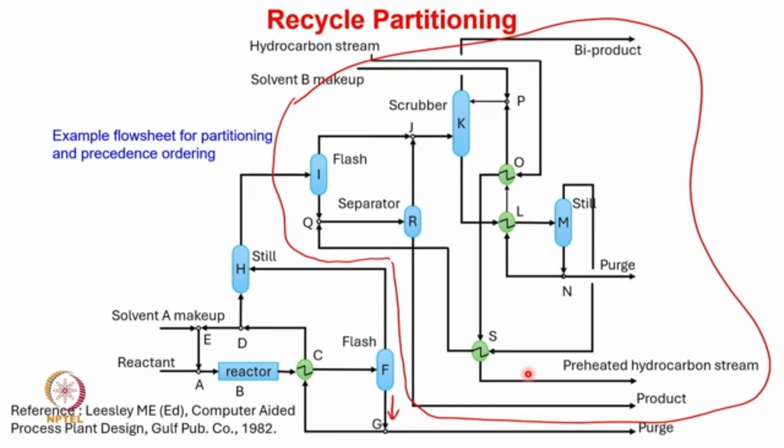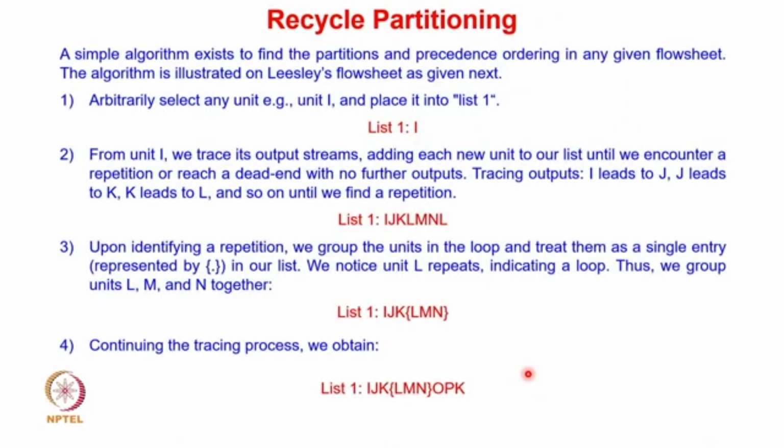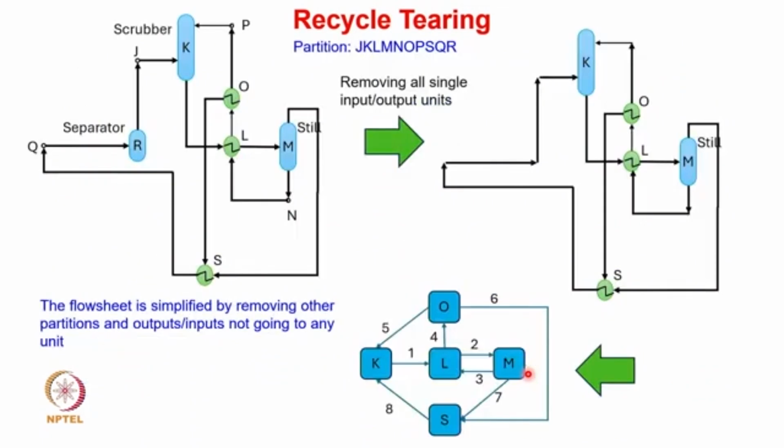So from this flow sheet, only JK, LMN, SRQ, all these units are retained and all other units are removed. Also the outlet streams and inlet streams which are not coming from any equipment or not going to any other unit are also removed. With that you can see that our process flow sheet for only this partition JK, OPS, QR becomes like this. I have separated all other parts, and the input and output streams which are not going to any unit are also removed. So this is the process flow sheet which we have obtained.